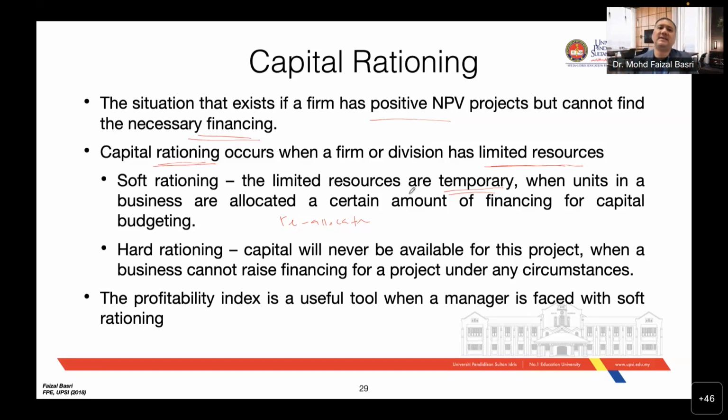Okay, that's soft rationing. But if you have a quite permanent shortage of funds or you need extra funding, therefore you have to borrow from outside, from external parties. So that's hard rationing. Basically this is how you have to allocate your resources according to the current situation of the company. And here they said that PI, profitability index, is one of the useful tools for you to use if you have soft rationing.